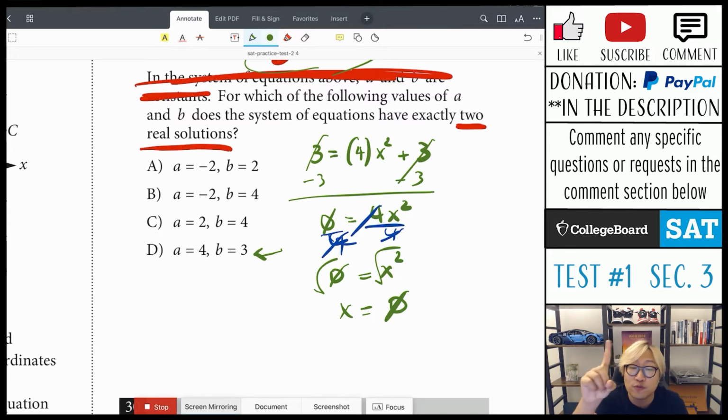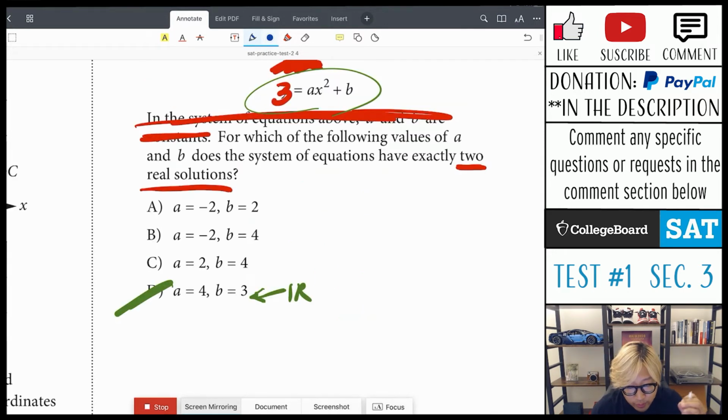That's only one zero. So there's only one real solution. So D doesn't work. Let me try choice C now.